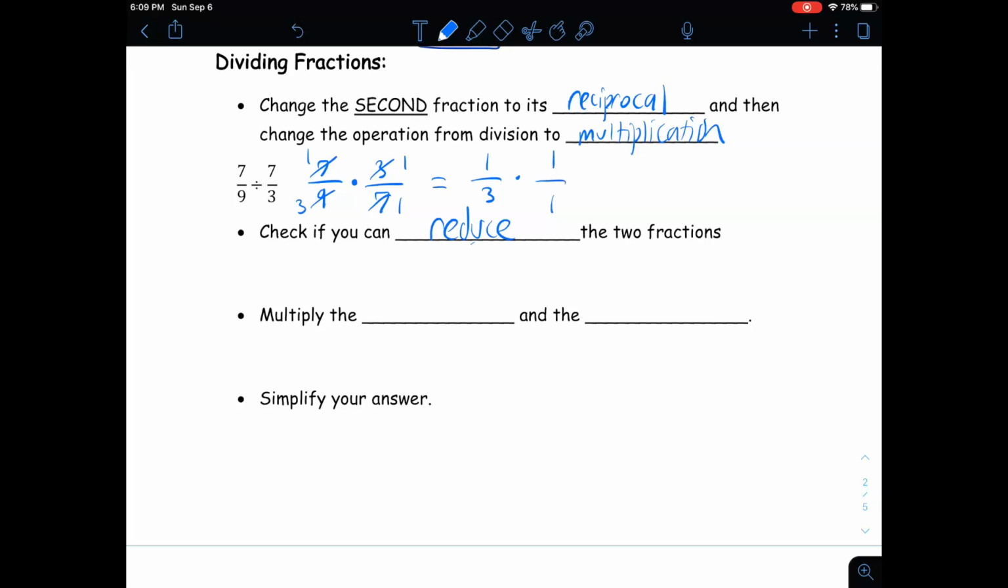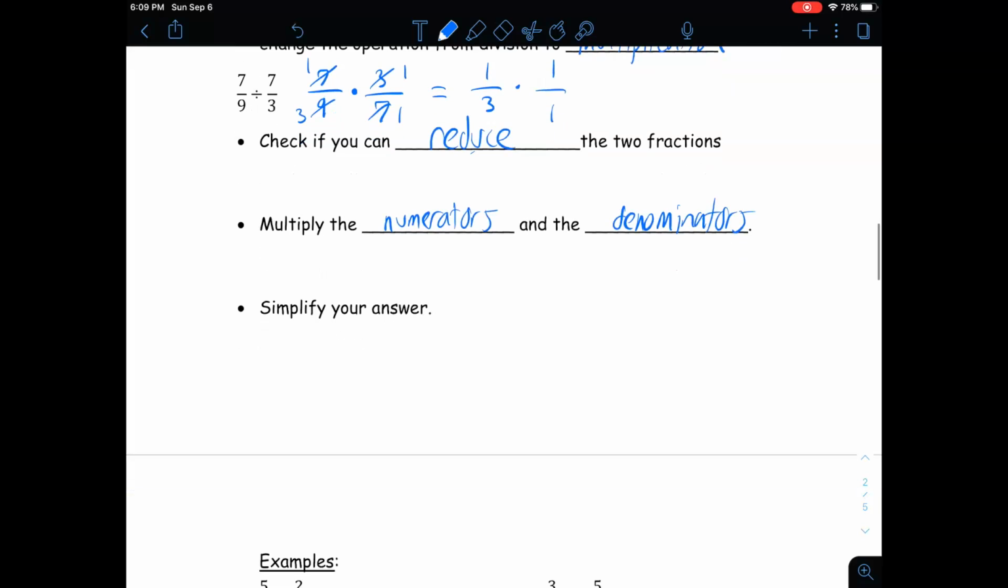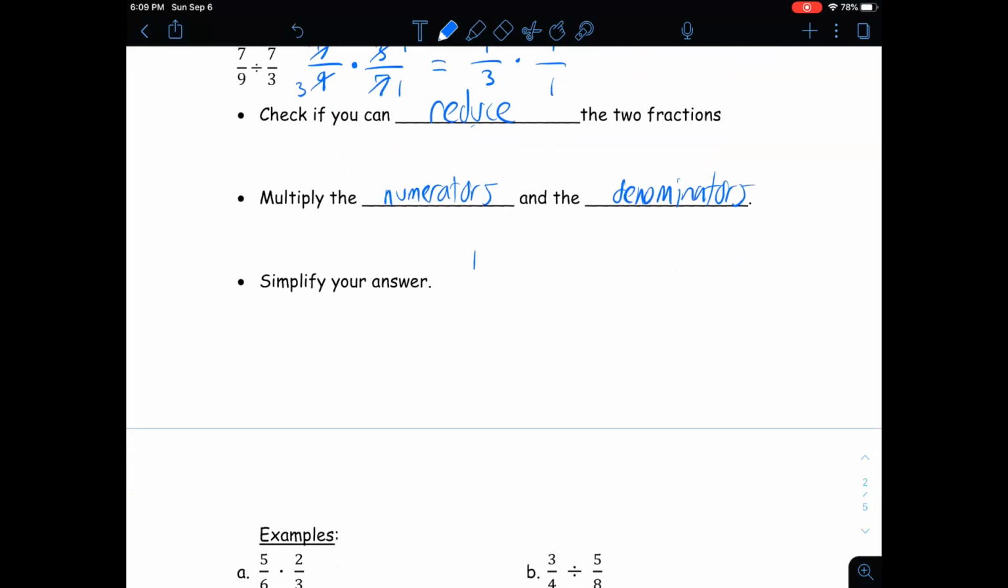Actually, I should have done that below, but that's okay. No worries. And then we're going to multiply the numerators and the denominators. Now we're going to simplify our answer. So we had 1/3 times 1 over 1, which equals 1 times 1 over 3 times 1, which equals 1/3.